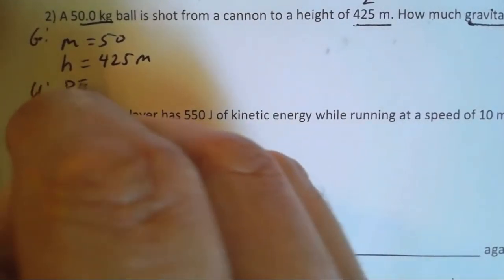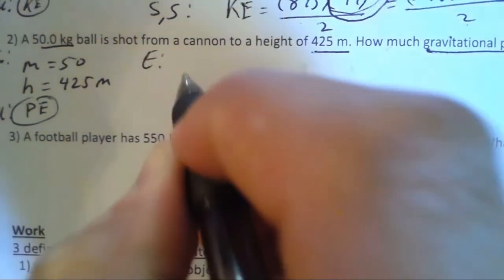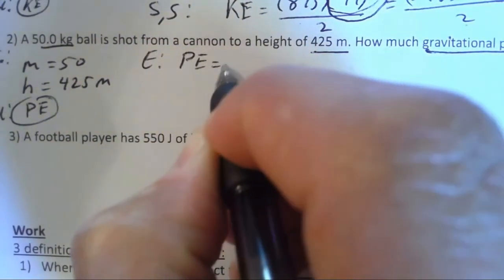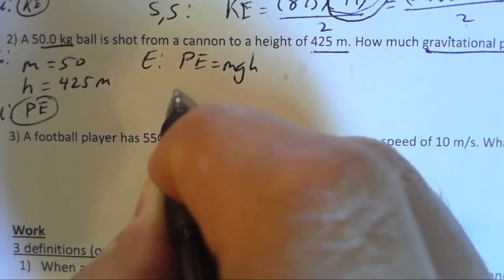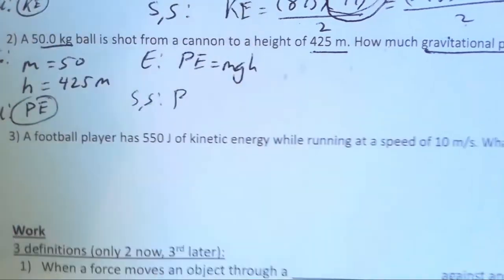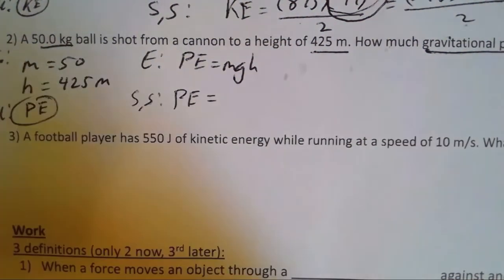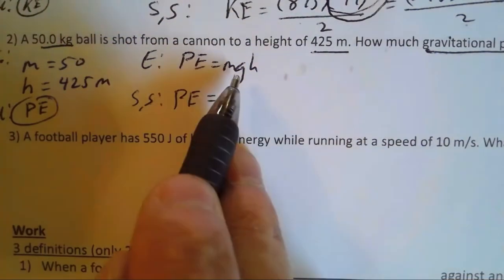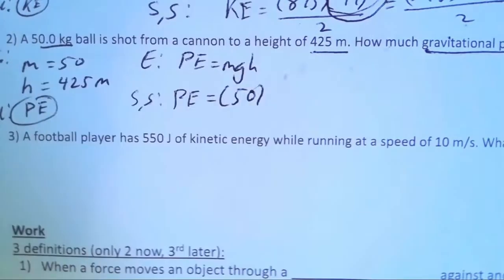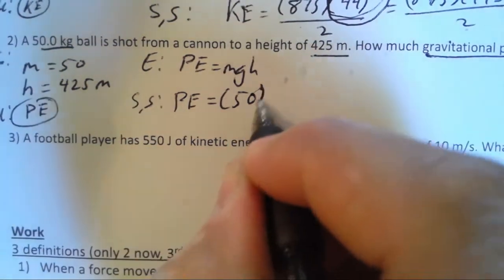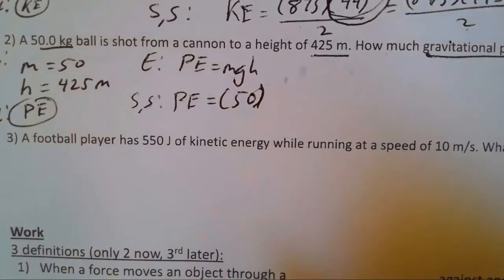So our unknown here is potential energy. Our equation, PE equals mgh. So I'm going to substitute and solve now, leaving PE because that's what I'm looking for, substituting these numbers into this equation. M is mass, that's 50, and then people get to this point and they go, oh wait, the problem didn't give us G. It's never going to.